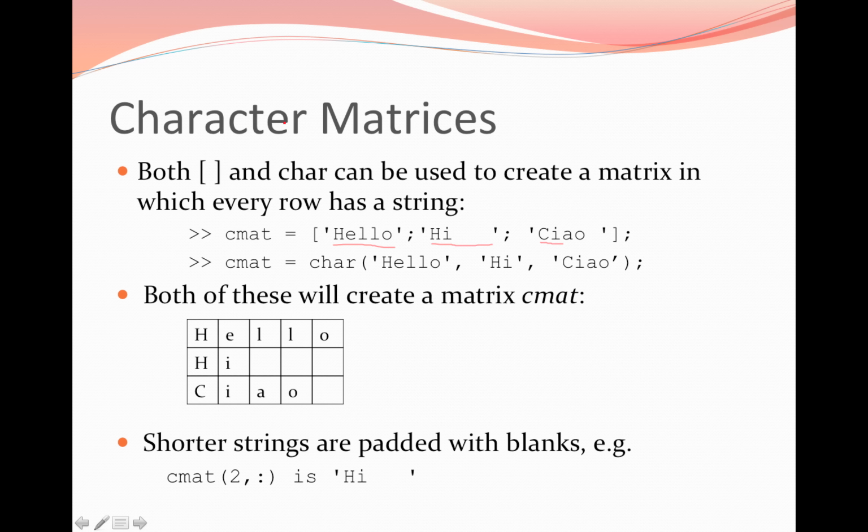So it's 5 characters altogether. And then ciao, it's 4 characters and then a blank space, so that all of the strings have the same length. With the char function, on the other hand, MATLAB will do that for you automatically. So you can just pass the strings hello, hi, and ciao without adding extra blanks at the end. Both of those methods will create a matrix called CMate, which is a 3 by 5 matrix. Again, every individual element is a single character. Some of the shorter strings are padded with extra blanks. So for example, the second row is hi, space, space, space.